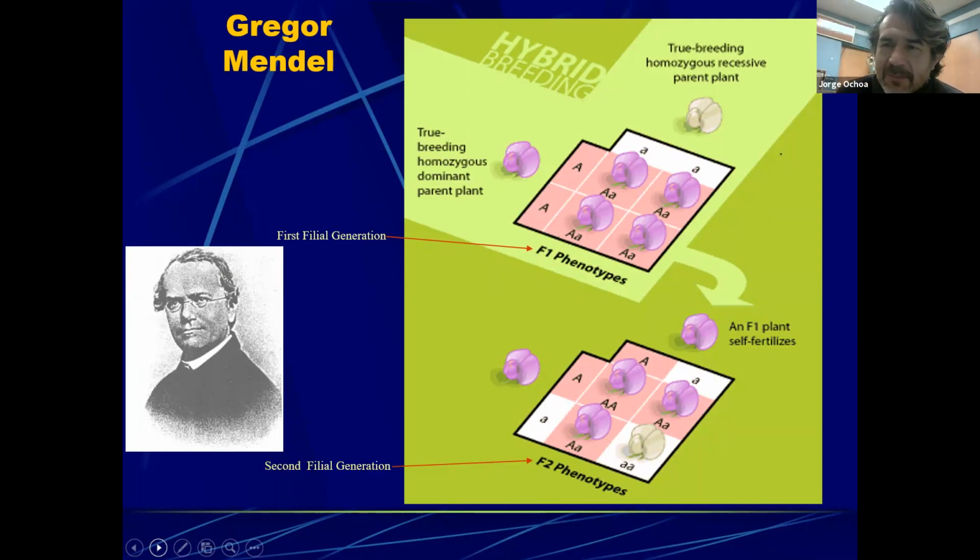And so what happens here is when you take two individuals and you cross them, then you get the filial or the first filial generation, which is the F1. You may have seen some of this in some of the seed packets. So that is the progeny of the first cross.